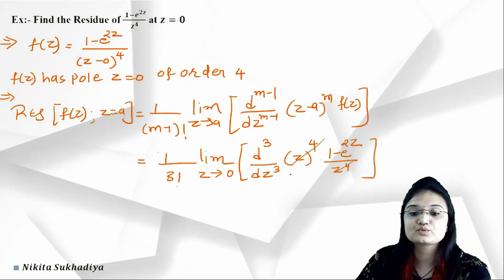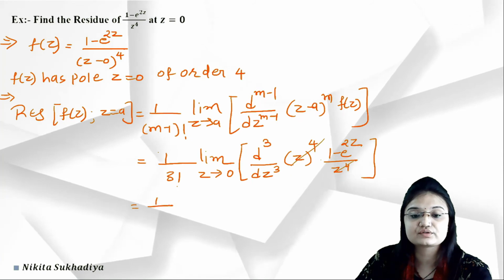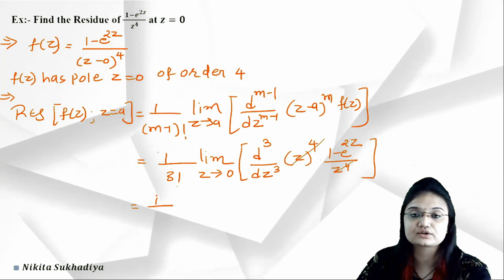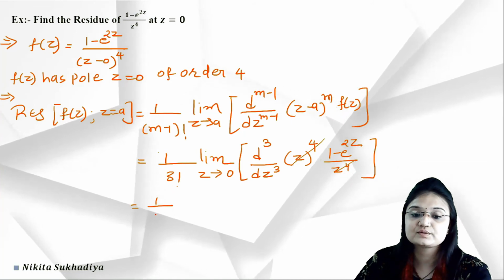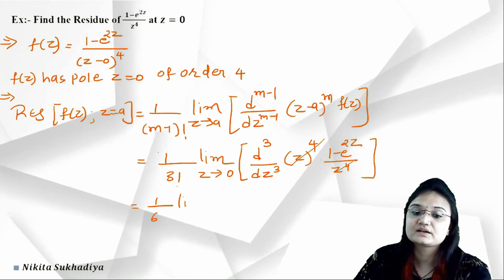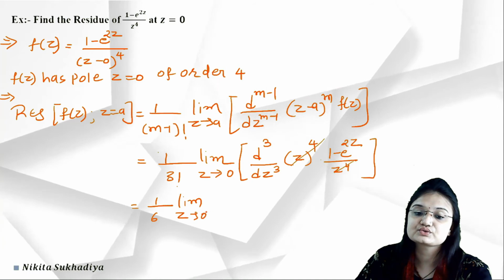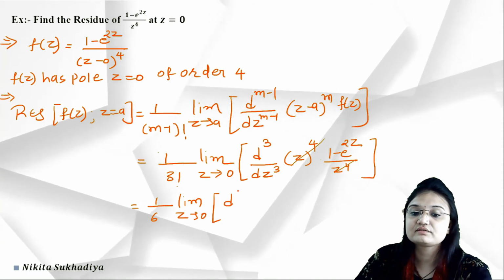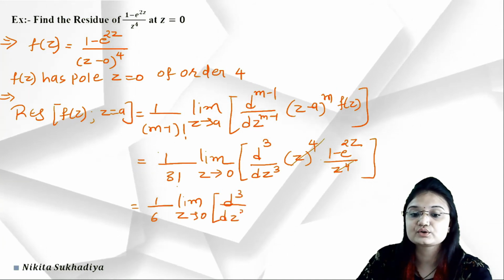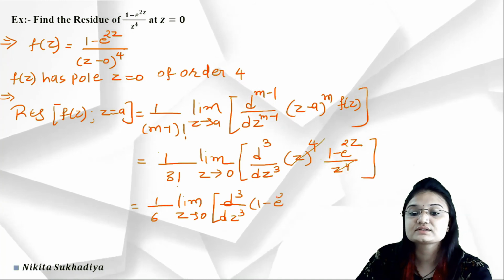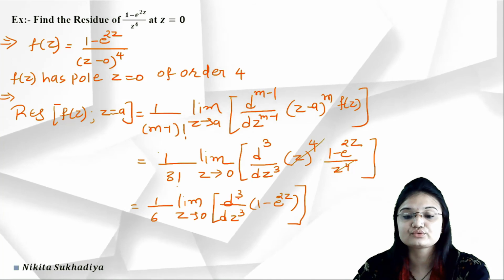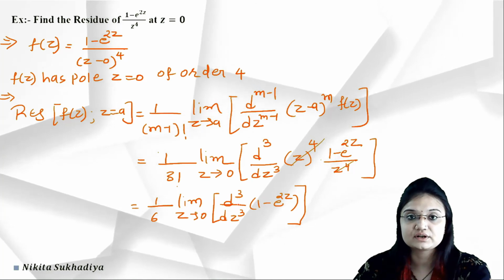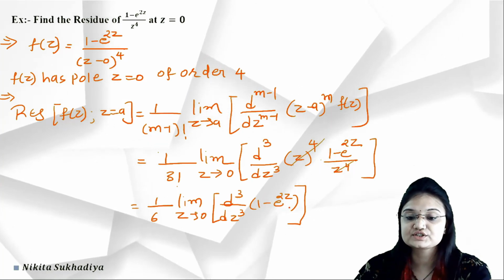Okay, so these both cancel out, and we get 1 upon 3 factorial, which is nothing but 3 into 2 into 1, so this becomes 1 upon 6, and limit z tends to 0. Now we have d cube upon dz cube of (1 minus e raised to 2z). So here we have to take the derivative three times with respect to z of this function.